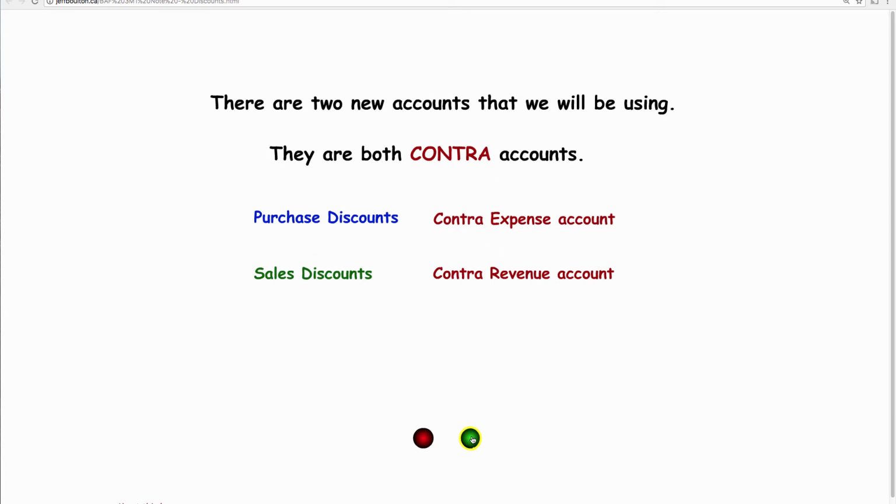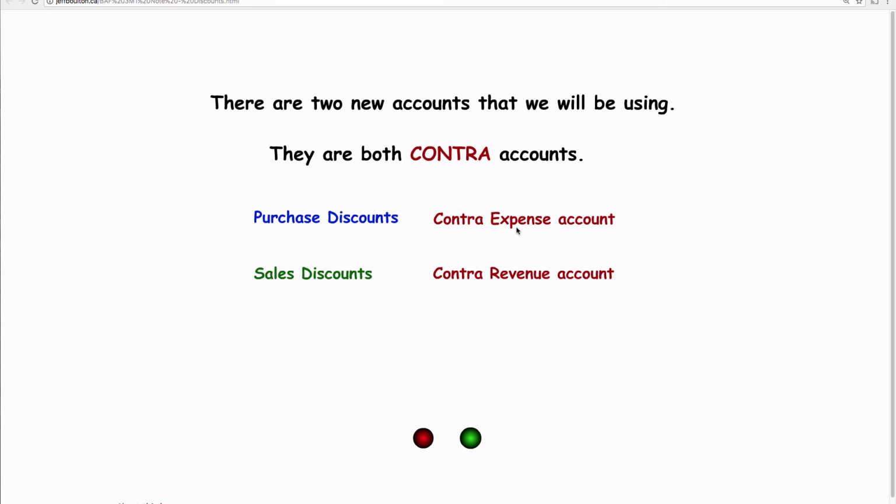Okay, so to do this, there are now 2 more contra accounts. Now, you learned about contra accounts for the first time when you learned about sales taxes in the last lesson. They are accounts that are sort of married with another account, and they act in the opposite manner. So purchase discounts is a contra expense because it lowers the cost of something that you bought. You're getting a discount off of what you were supposed to pay. So it's a contra expense.